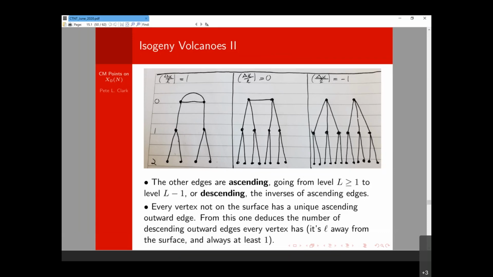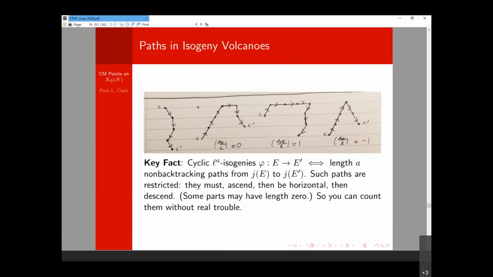Okay, so you have this isogeny volcano, which has a well-known structure. And now the usefulness of the isogeny volcano is coming from the fact that cyclic L to the A isogenies between these CM elliptic curves, which is exactly what we're trying to account for and keep track of the fields of moduli for, well, they correspond bijectively to length A non-backtracking paths in the isogeny volcano. What is backtracking? A backtracking path would mean if you traverse an edge and then you immediately follow it with the inverse edge. And if you think about it, that means you do an isogeny and you do the dual isogeny, and that's going to stop your L power isogeny from being cyclic.